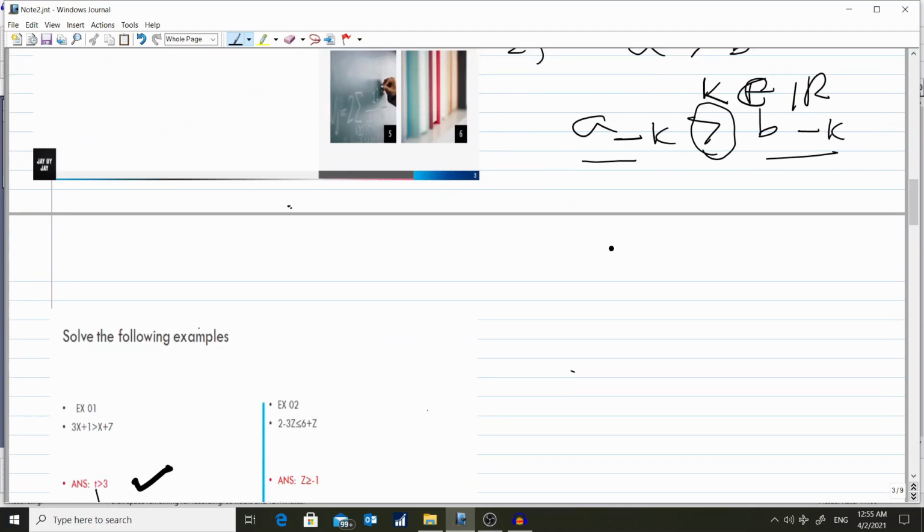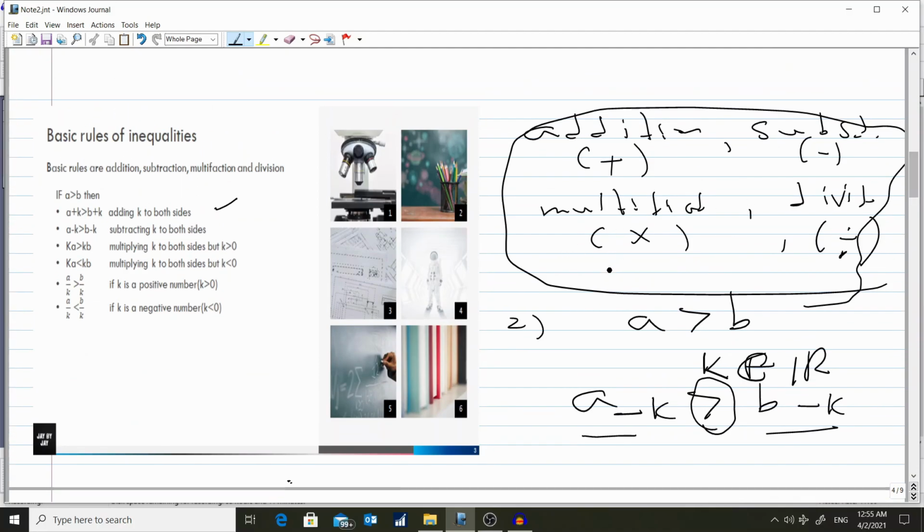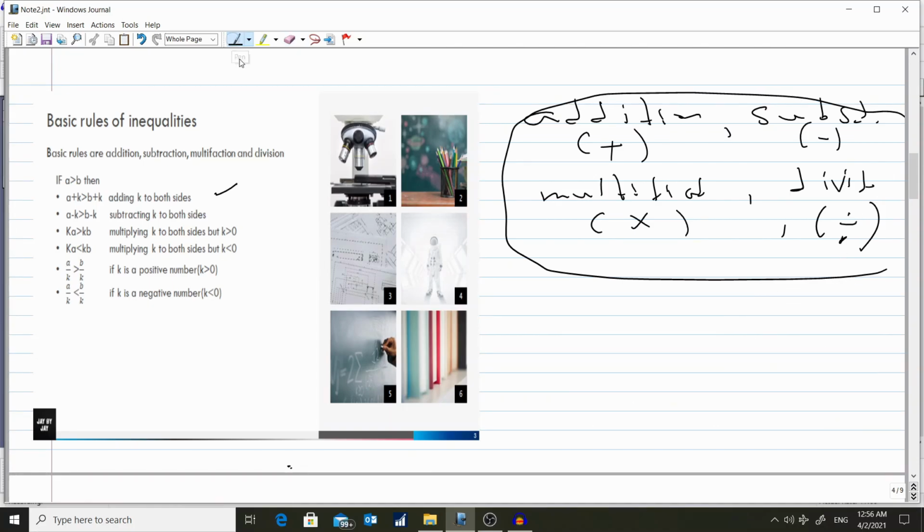So for example, we will have minus 5 greater than minus 10. Let's subtract, in this case k is equal to 1, so minus 10 minus 1. Here we will get minus 6 greater than minus 11. Okay, it's correct, right? So this is the explanation for subtraction.